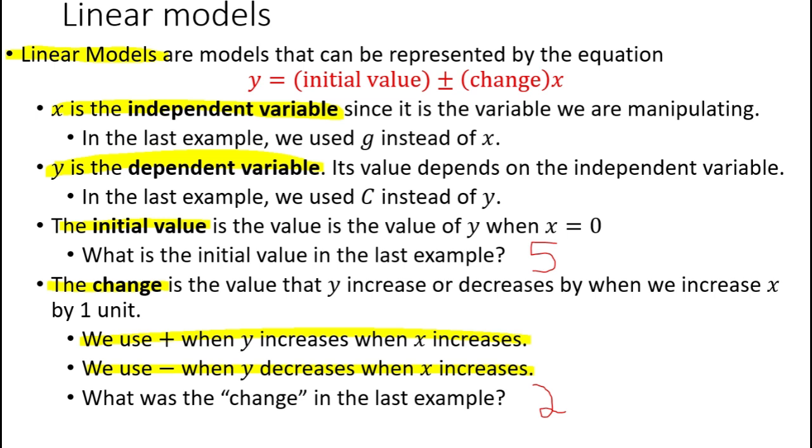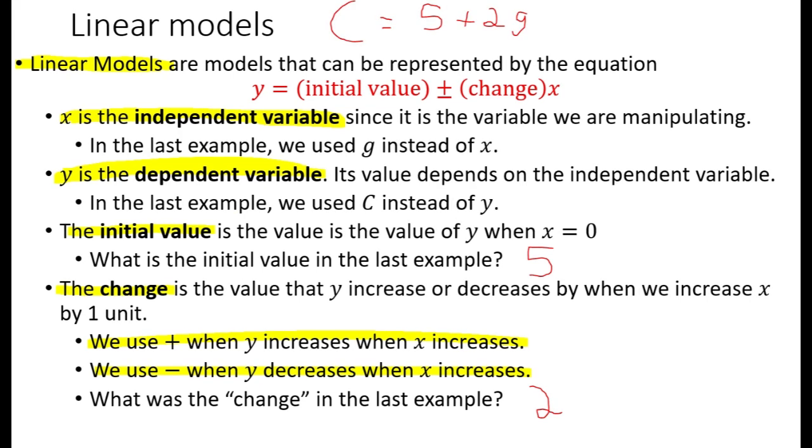Now, by identifying the change and the initial value, we are able to use the form of the linear model to quickly come up with the equation. C equals 5 plus 2G, because of the increase, which is precisely the equation we had in the last example.